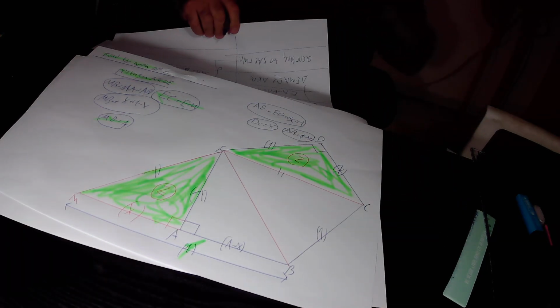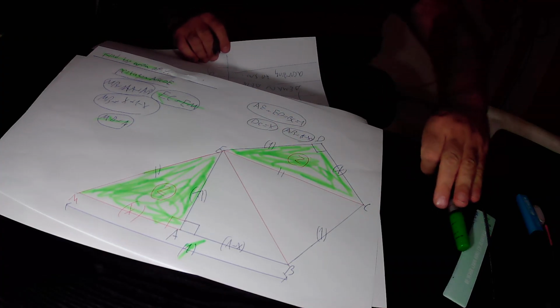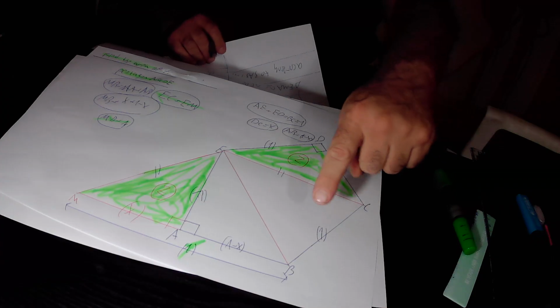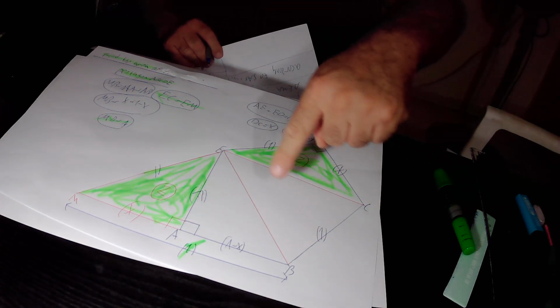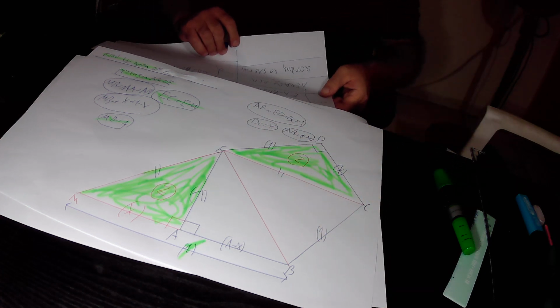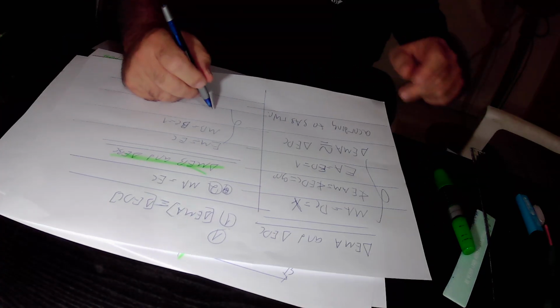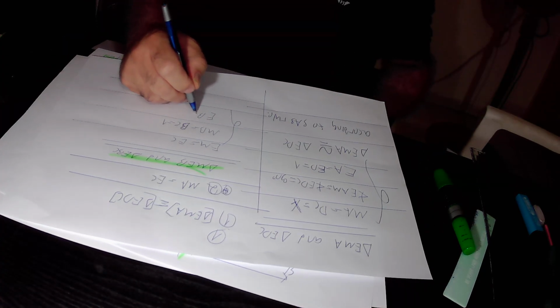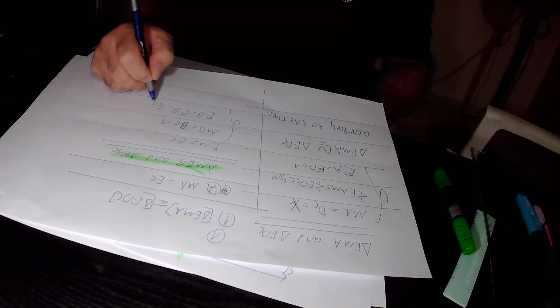And finally, side EB, the common side that belongs to both triangles. It is very easy to say that side EB belongs to triangle EMB and EB also belongs to triangle EBC. So EB equals itself, it's a common side that belongs to both triangles.